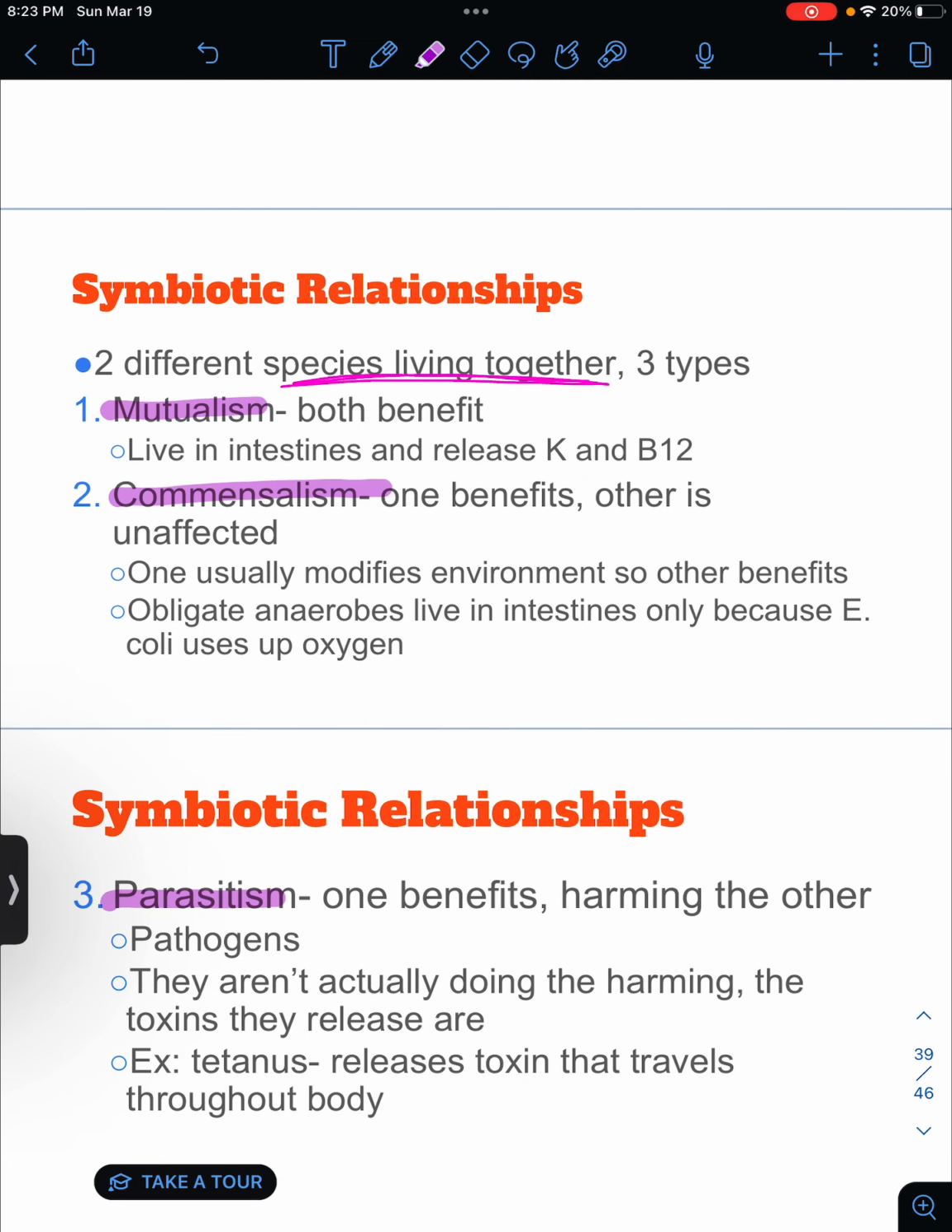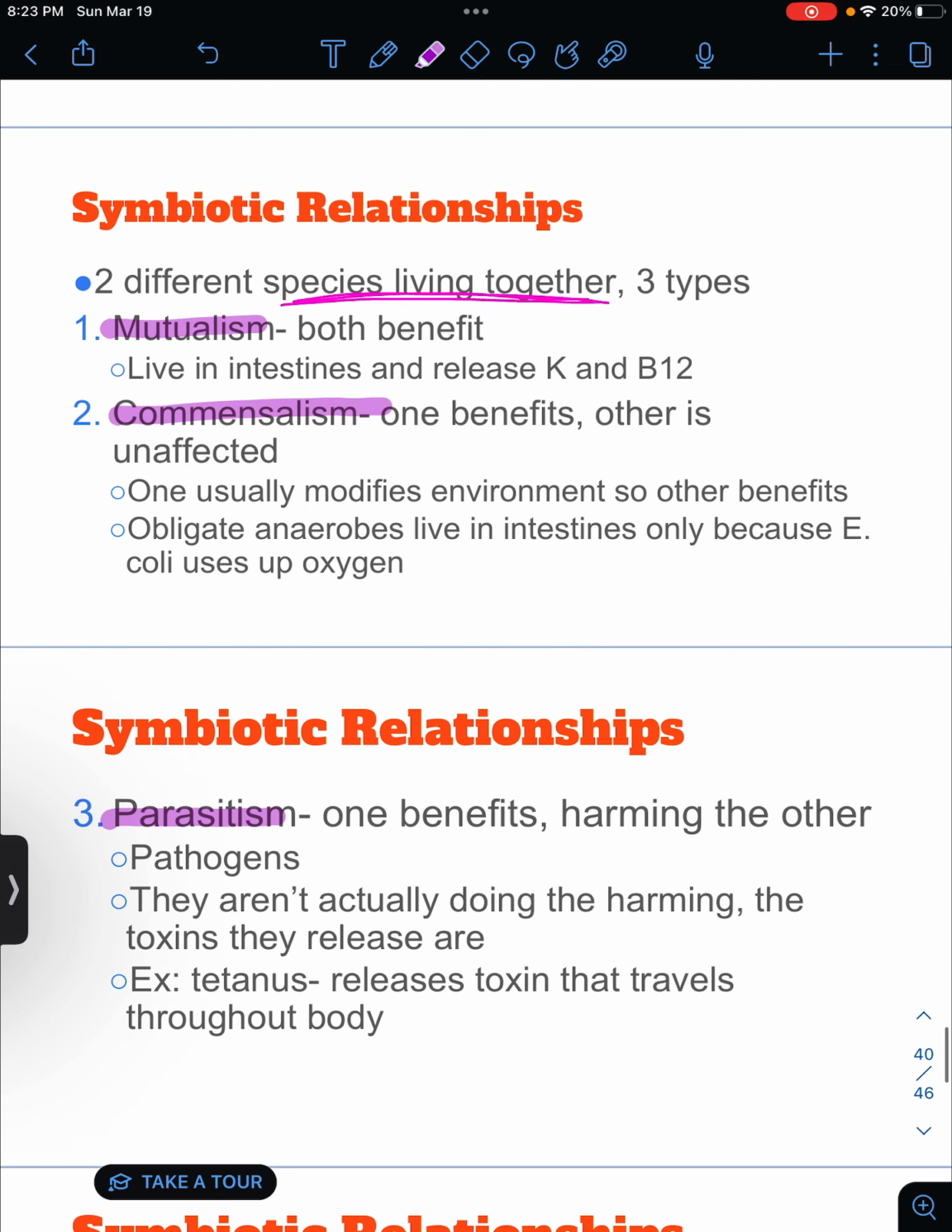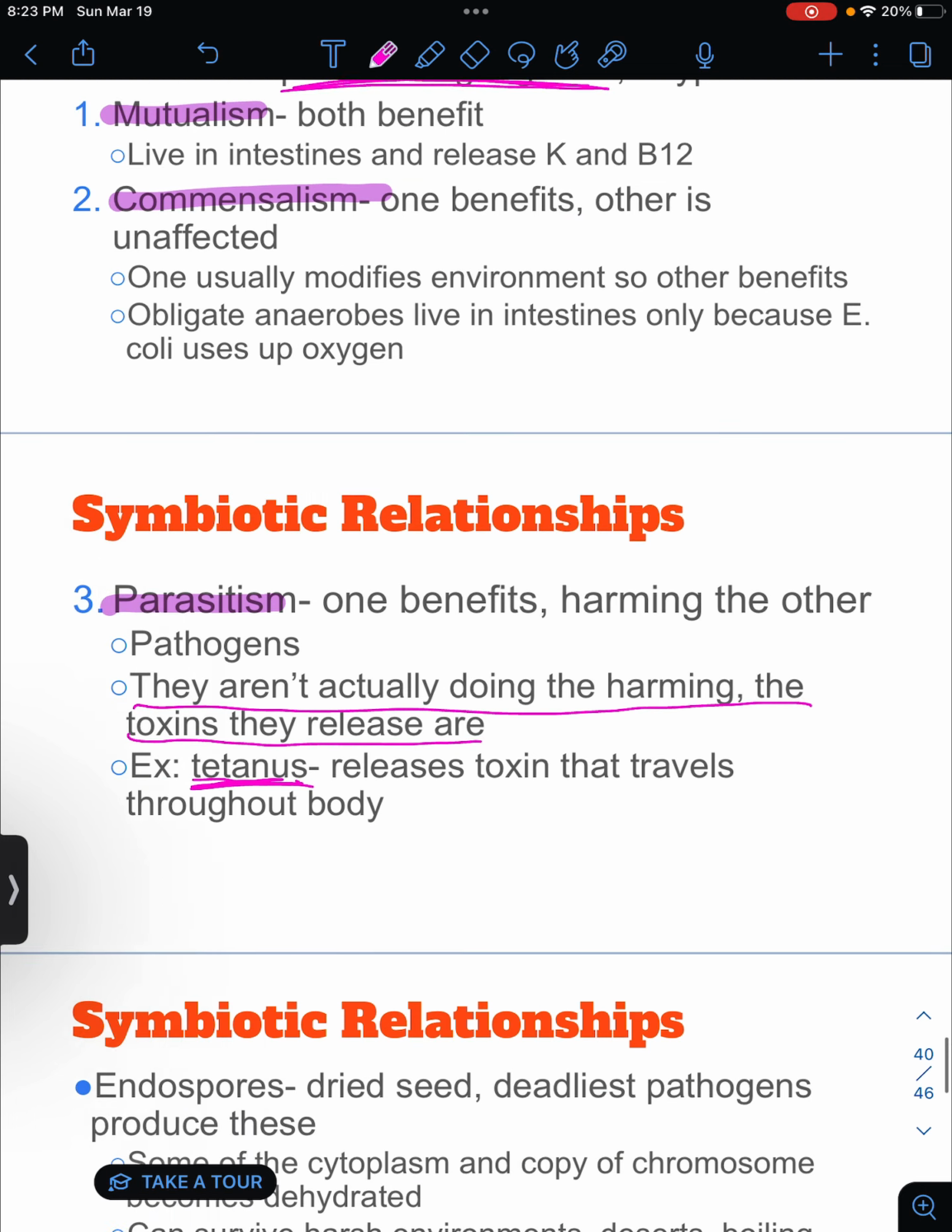And number 3, we've already talked about a parasitic relationship. One benefits and one is harmed. We talked about pathogens with viruses. This is an important note: they aren't actually doing the harm. The toxins that they release are. An example is tetanus, release of a toxin that travels throughout the body. We talked about a pathogen not necessarily wanting to kill its host because it wants somewhere to live, right? It's just a side effect.